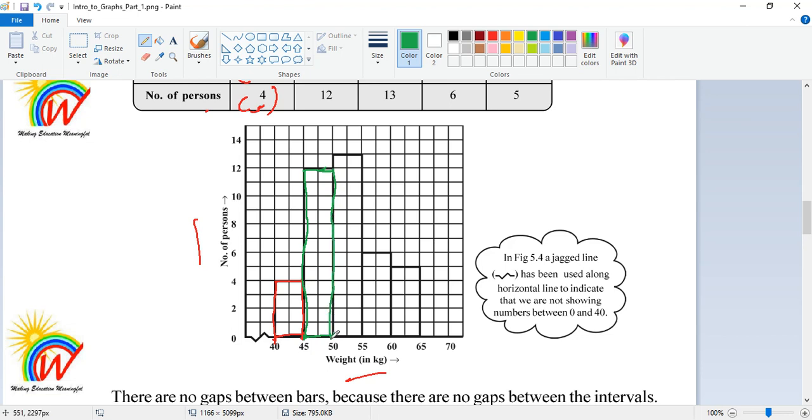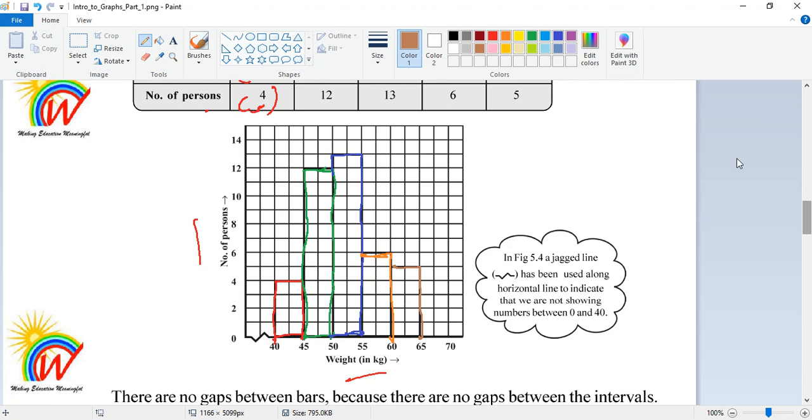Then comes the next one. From 50 to 55 you have got 13. So it's 13 over here, and you can just join this like this. You understood? And then from 55 to 60 you get the next one, let us say this 6, right? And 60 to 65 is 5 again. That could be drawn with a different color. So you see that everything is just touching each other, right?